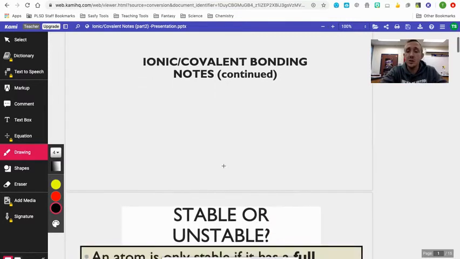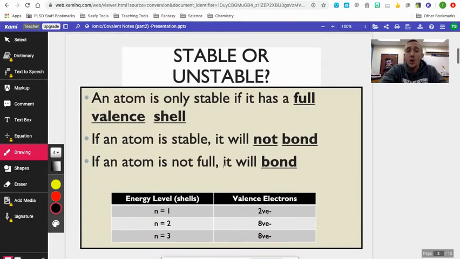Just to reiterate, the reason things bond is to become stable. An atom is only stable if it has a full valence shell. This is just a review. If an atom is stable, it will not bond. And if an atom is not full or not stable, it will bond.